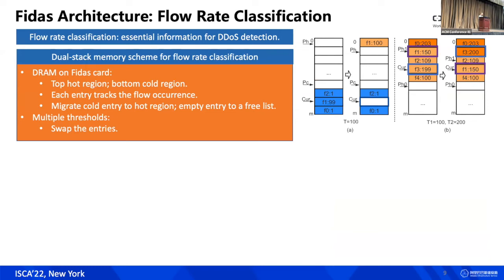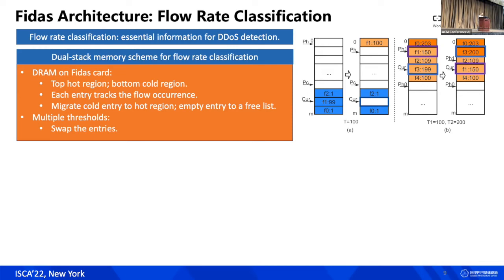Essentially, we break the DRAM on the FIDAS card into two parts. One is what we call the hot region, and the other is the cold region. For every flow that comes in, there is a corresponding entry counting the flow occurrence. When the flow occurrence reaches a certain limit, the cold entry will be migrated to a hot entry, and the empty region will be allocated to a free list.